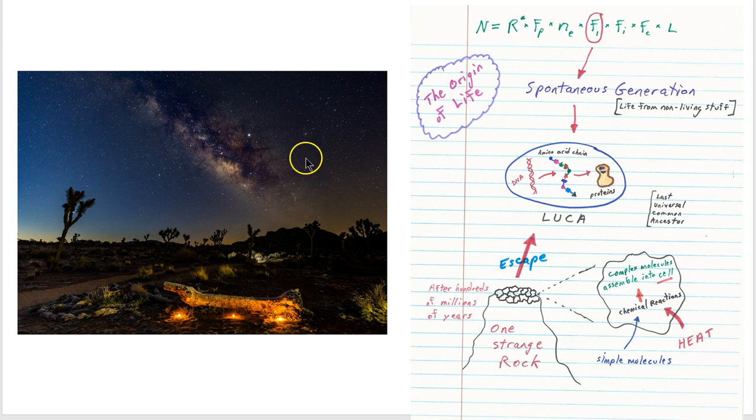R sub star would be the number of stars formed per year in the galaxy. F sub p would be the fraction of those stars that have planets. And then we looked at N sub e, the number of habitable worlds per star system. And Earth, of course, is one of these habitable worlds. We went on to then look at the origin of life. That's F sub L. And the remaining terms then would be the fraction of worlds where the life gets intelligent, F sub i, communicating, F sub c, and then the length of the civilization in years.